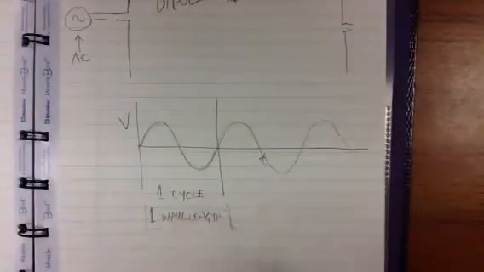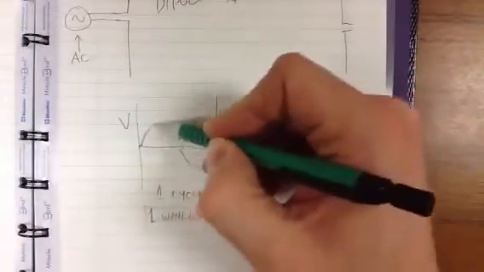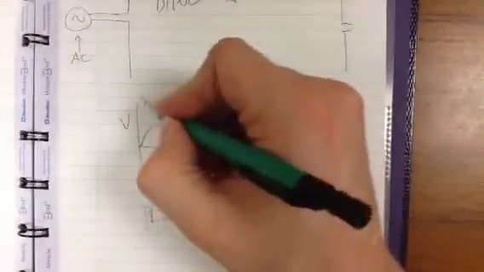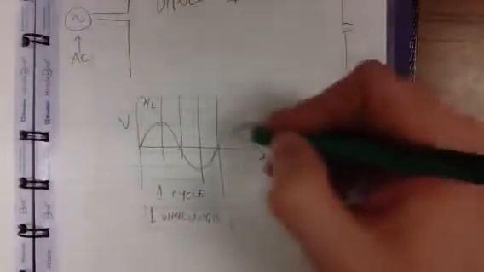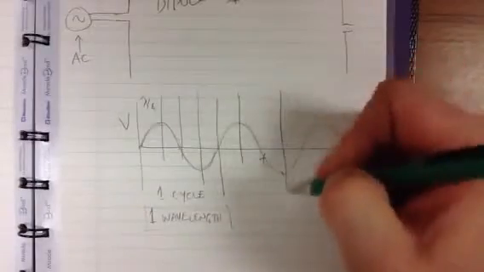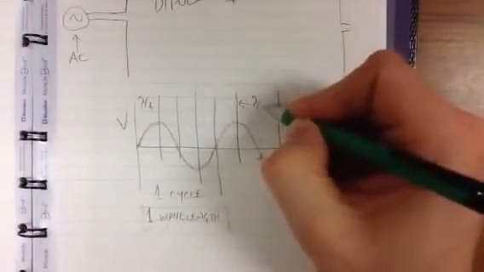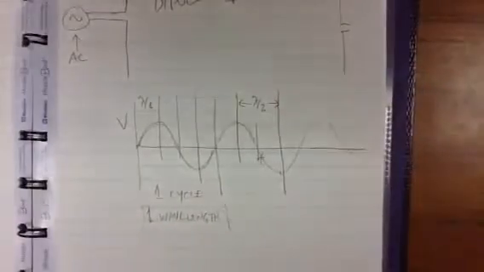So if this is one cycle, or one wavelength, that means from here to here is a quarter wavelength, and from here to here is another quarter, and from here to here, these are quarter wavelengths. That means from here to here is a half wavelength, right? From here to here is a quarter wavelength. So that's good to know.